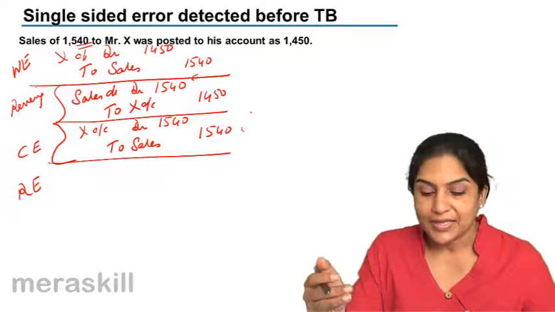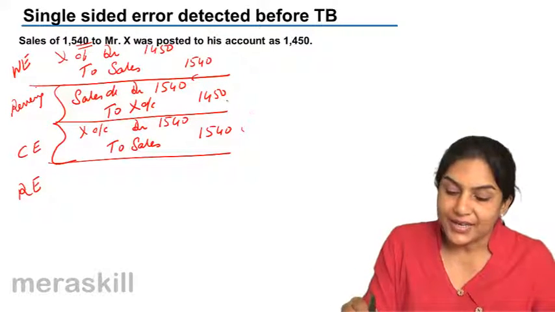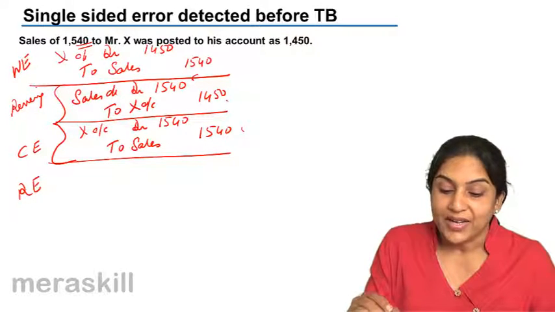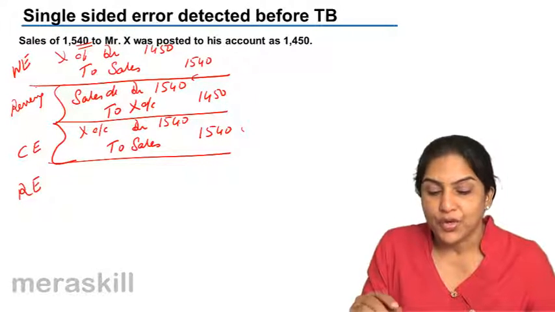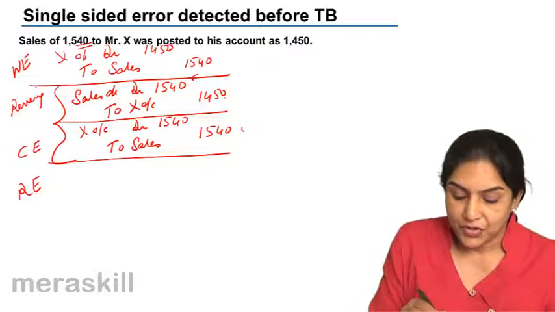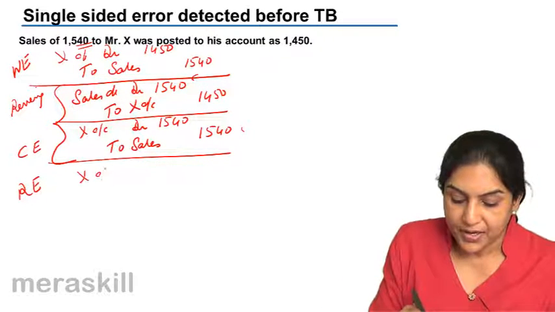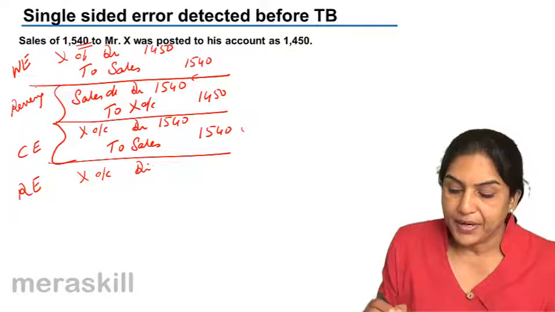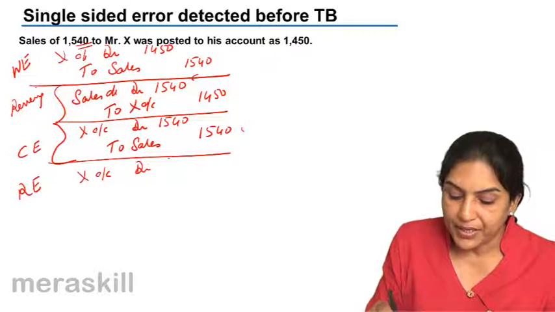What do I do to X's account? X's account was credited 1450, debited 1540. That means I need to debit X's account with the difference. So rectifying entry is X account debit. How much to be debited?